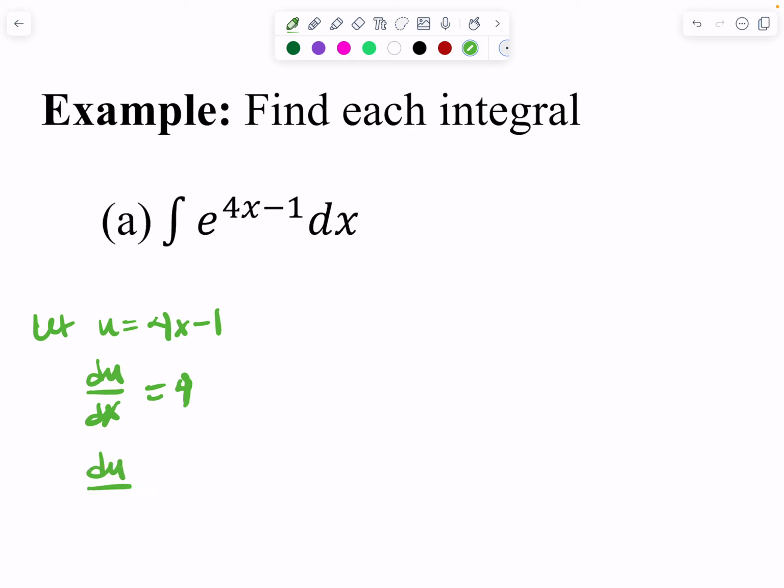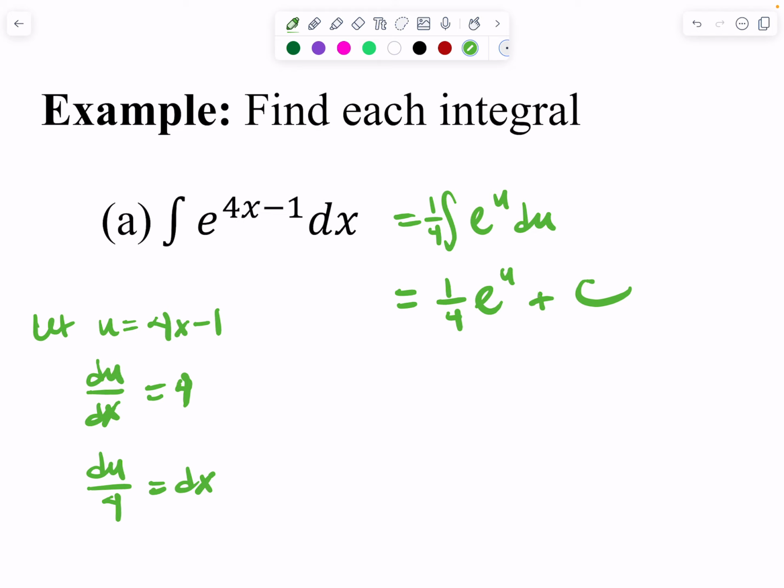So solving for dx, because that's all we would have left to replace, we'd have the integral of e to the u du over 4, which I could pull that 1/4 out front. So the integral of this would just be 1/4 e to the u plus c. Don't forget your plus c as soon as you integrate. And then remembering to substitute the 4x minus 1 back in for u. And we're done. Right? This is all side work for us.